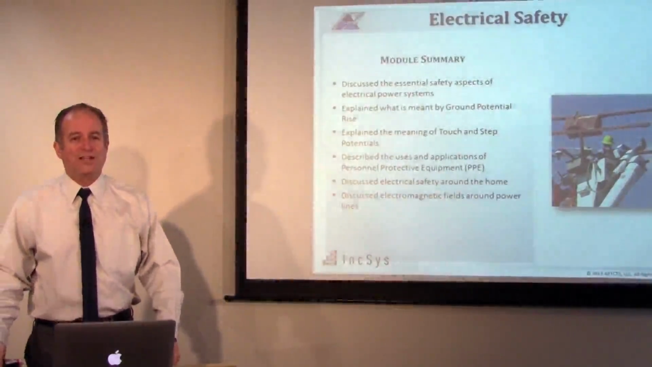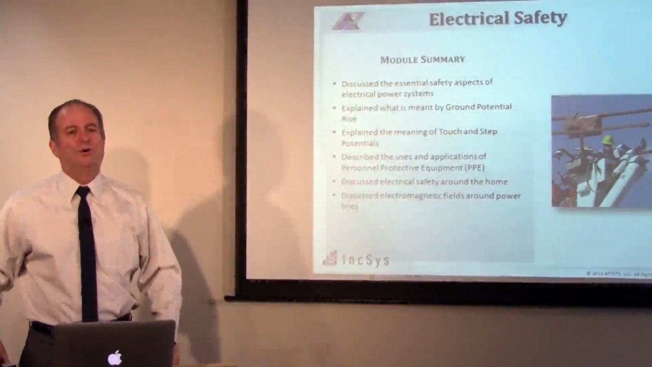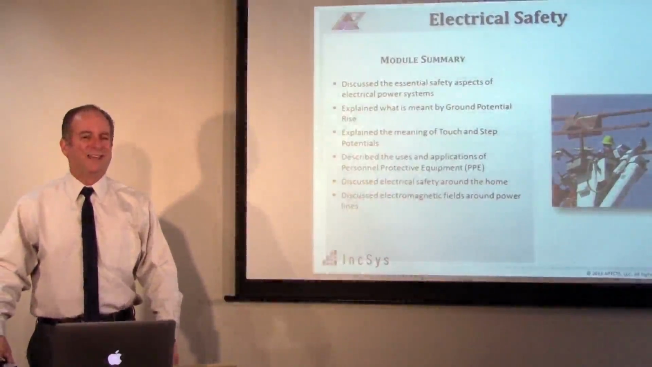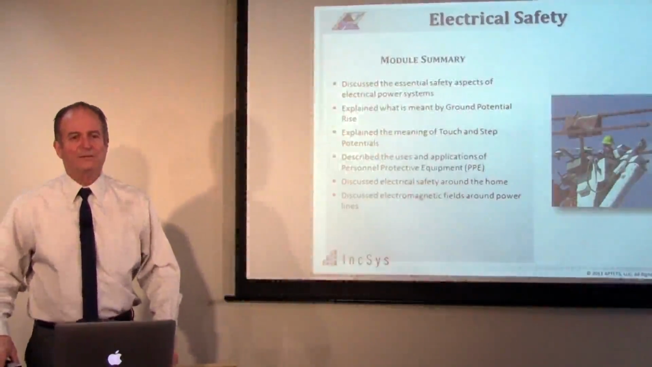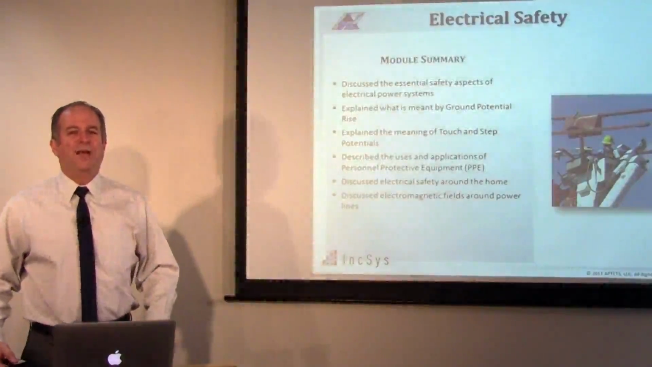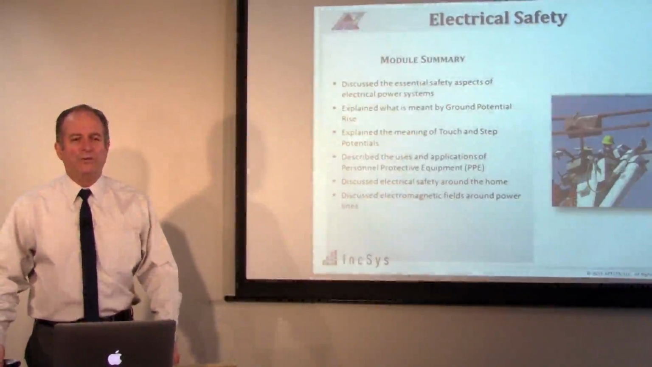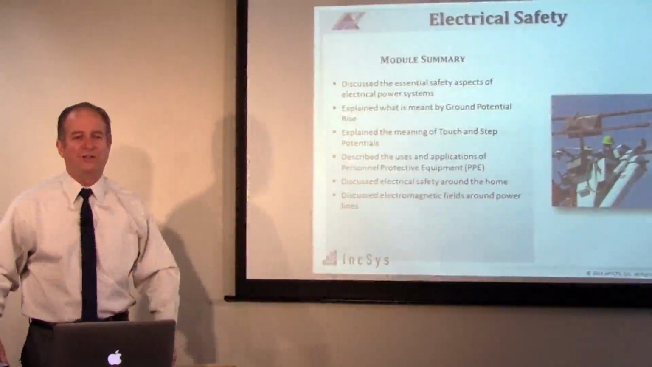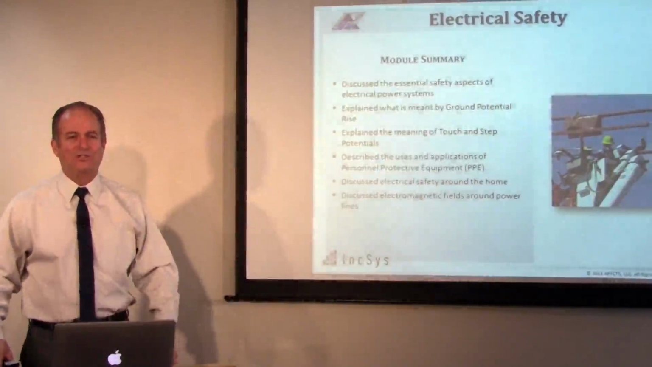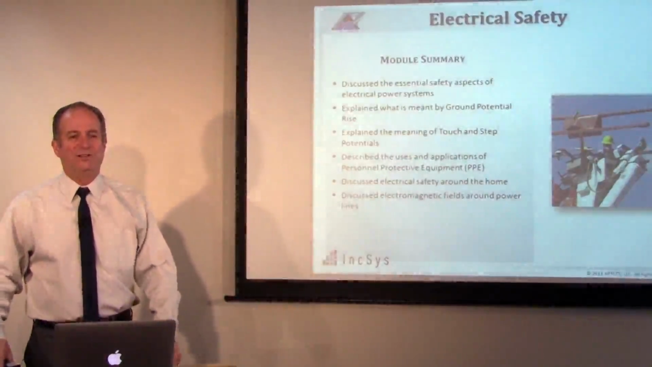Then we talked about electromagnetic fields around power lines, how the current and voltage fields are produced, and the levels that have been shown not to be harmful. So that covers electrical safety in power systems, and it's a good overview. There's a whole lot of training and education that goes on to be able to do what these gentlemen are doing in this picture. It takes a lot of knowledge and wherewithal to understand touch and step potentials and how to deal with electrical safety in power systems.